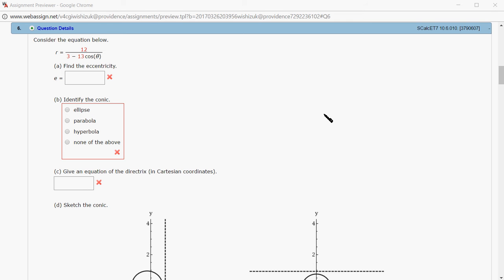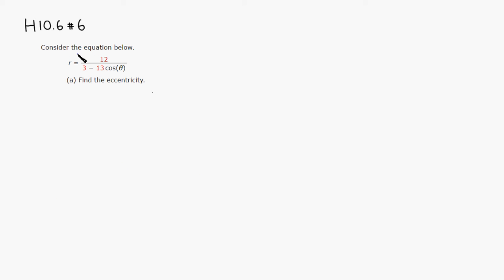All right, let's look at the homework at 10.6, problem number 6. Let's do this problem. So consider the equation below. You have a polar equation, and we want to find the eccentricity. All right, so let's do that.